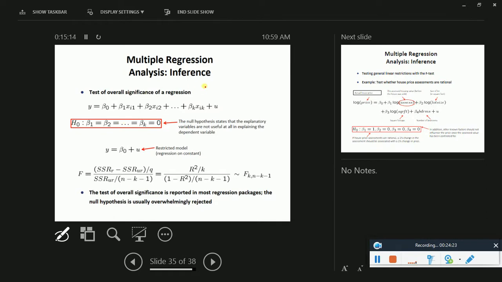So, test of overall significance of a regression. These are the same things that I have just said, and this is how the model would look, right? If you see in the last component, they are saying that the test of overall significance is reported in most regression packages like Stata, SPSS, R, and the null hypothesis is usually overwhelmingly rejected. So usually you will find joint significance in most cases, right?